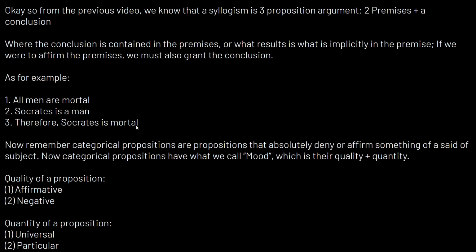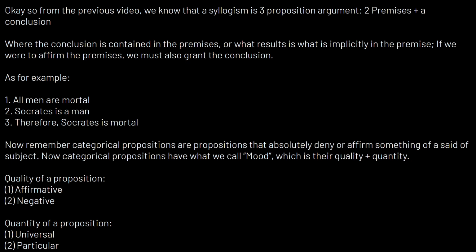So what the heck is a quality of a proposition? A quality of a proposition in this scenario means that either it's affirmative or it's negative. And the quantity of a proposition is how much it covers, first, if it's universal or particular. For example, if I say all swans are white, I am affirming something of every swan. So that's a universal affirmative.